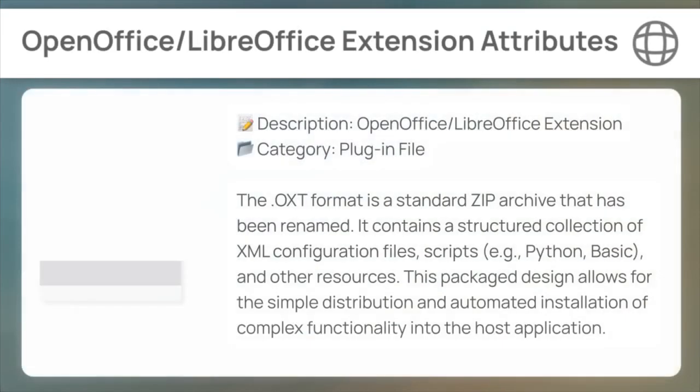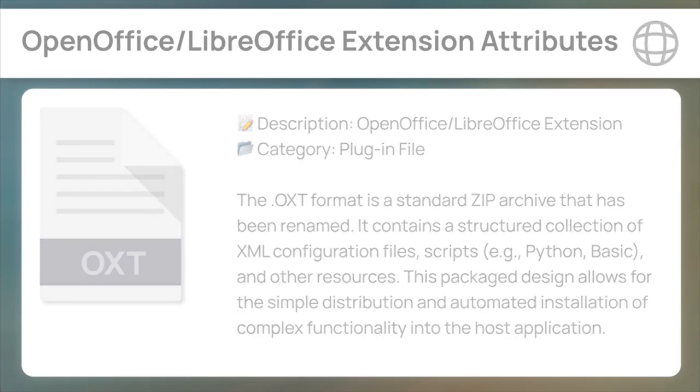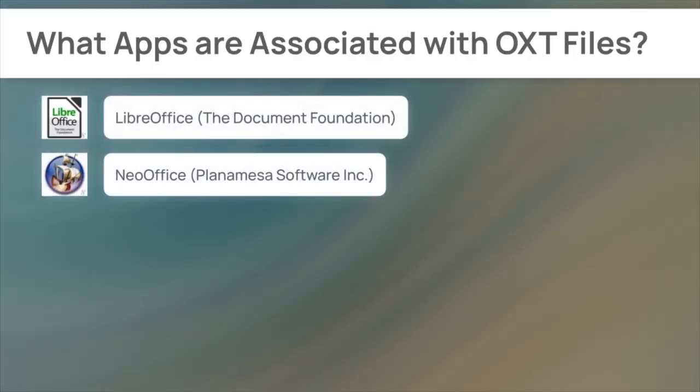The .oxt format is a standard zip archive that has been renamed. It contains a structured collection of XML configuration files, scripts, e.g., Python, BASIC, and other resources. This package design allows for the simple distribution and automated installation of complex functionality into the host application. The Document Foundation defined LibreOffice as the application primarily intended for OXT.